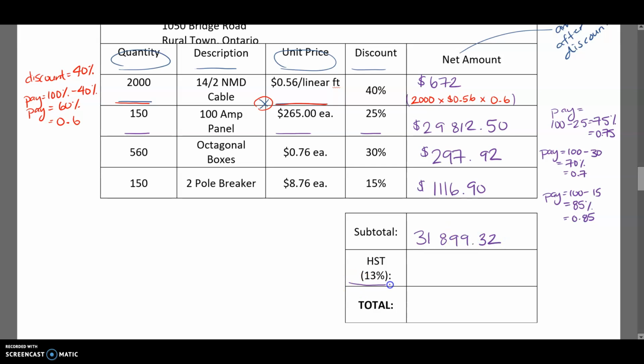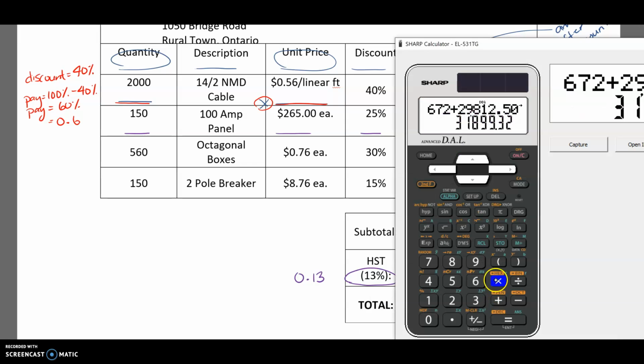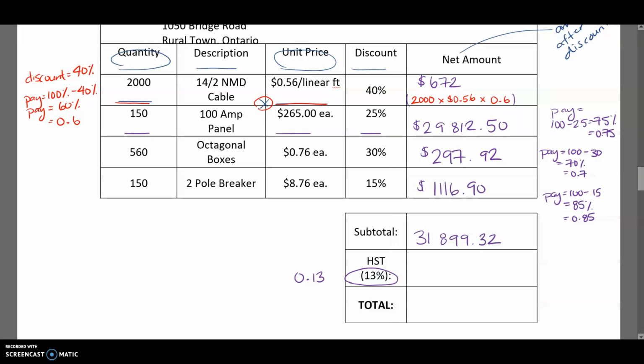Next, we calculate how much tax we're adding. So we're adding 13% tax. As a decimal, that's 0.13, and I'm going to multiply that by my subtotal. That will tell me the amount of tax. So times 0.13. The amount of tax is $4,146.91. For money, we always round to 2 decimal places.